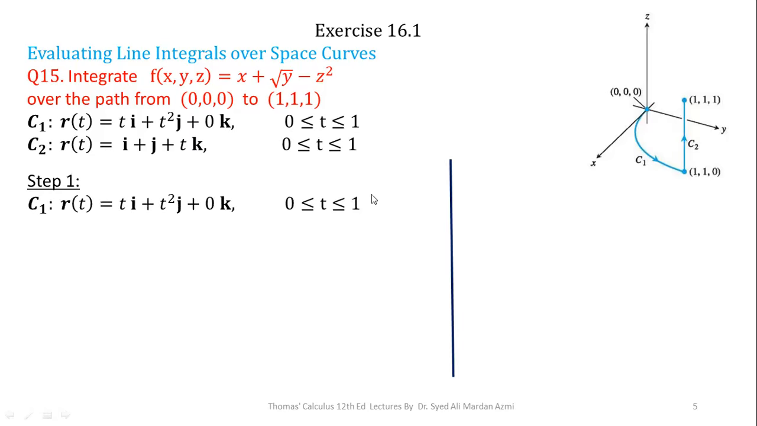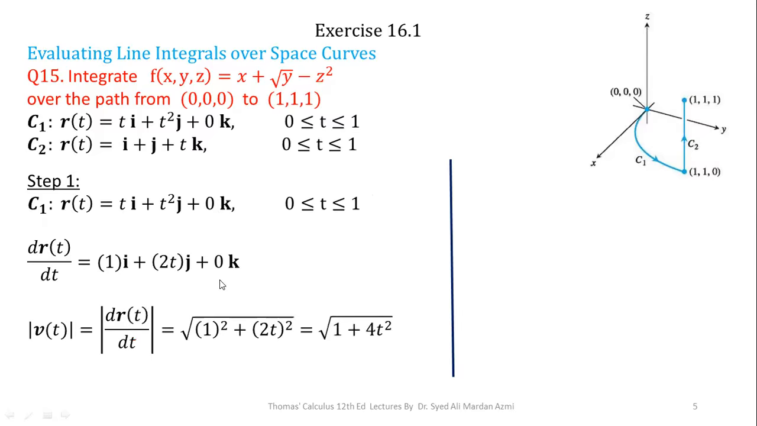So step number 1, r of t is given to us, taking its derivative for curve 1. The derivative of t with respect to t is 1, the derivative of t squared with respect to t is 2t, and the derivative of 0 is 0. In the next step, taking the mod, i component square plus j component square, and 0 square is 0 actually. So I got square root of 1 plus 4t square.